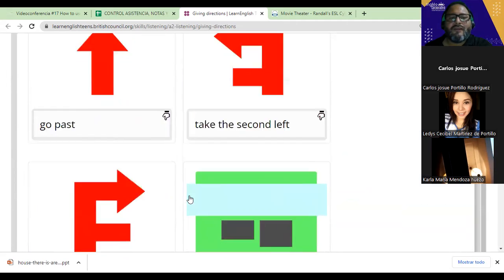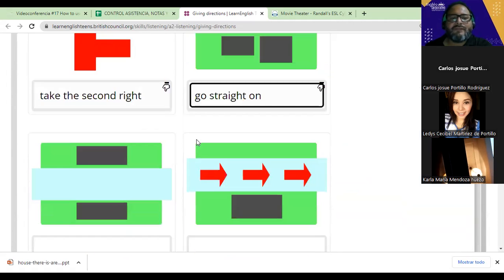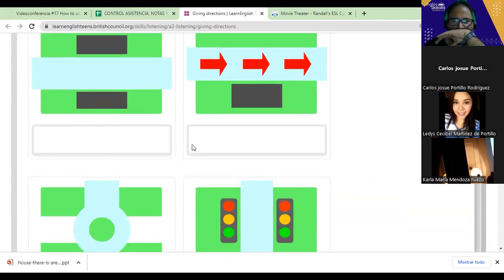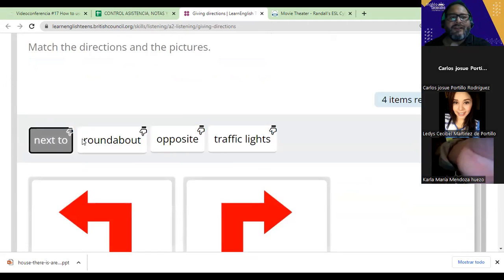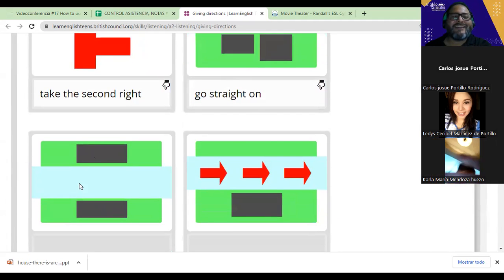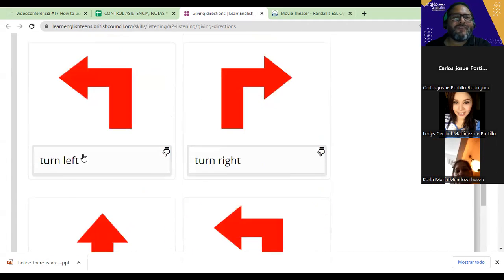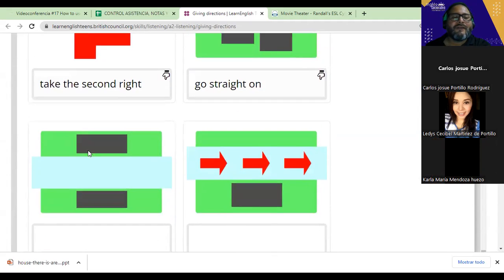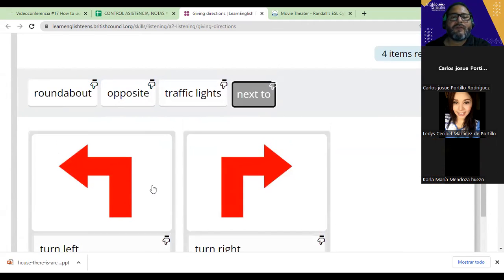Now, look at this. Then I have next to, roundabout, opposite, traffic lights. Next to? I don't know. Okay, so are we guessing? If we are guessing, it's better if you can look it up on the internet, right? Now you say next to this one, right? It's a next to.